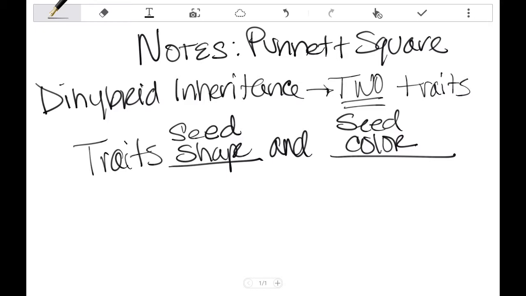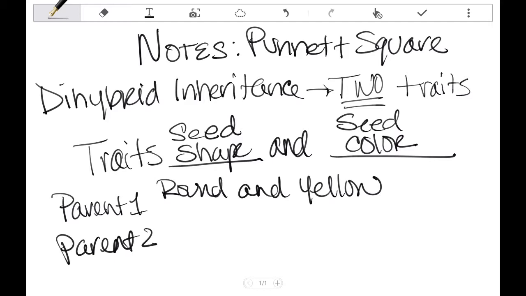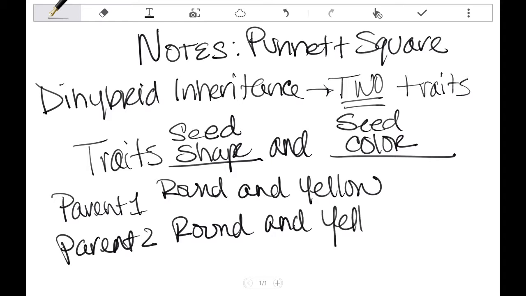All right, let's take a look at the phenotypes of the parents. Parent 1 is round and yellow: round seed shape and yellow seed color. Parent 2 is round and yellow as well: round seed shape and yellow seed color. These are the physical traits, or the phenotypes, for parent 1 and parent 2.